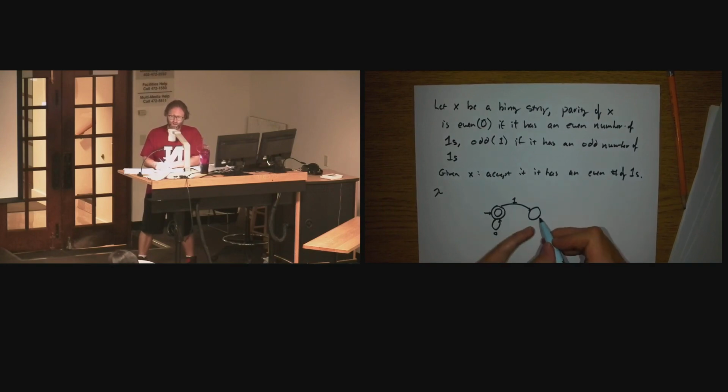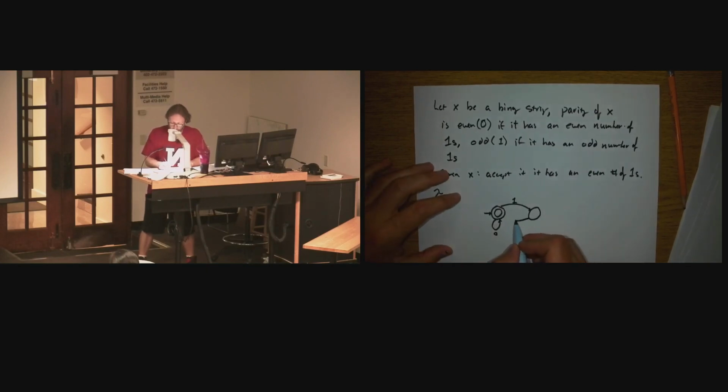What if I'm in this rejecting state over here? In this state, so far, I've seen an odd number of 1s. So if I see another 1, then I want to jump back to the even state. But if I see zeros, well, I'm not counting here, but I've seen an odd number of 1s. Right? So let's verify.